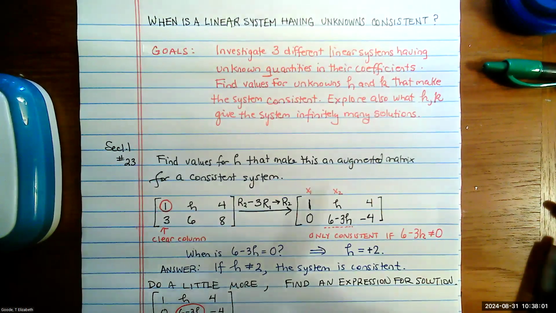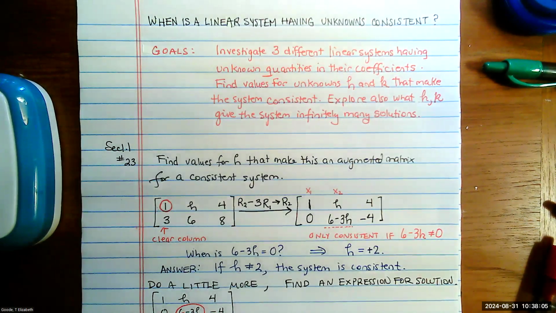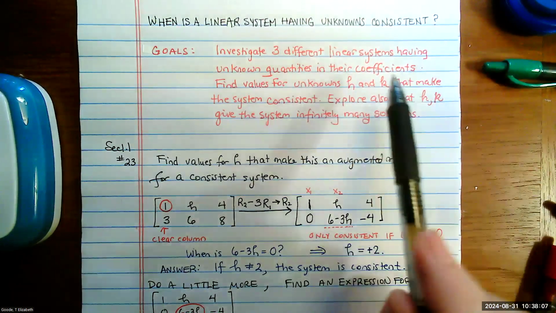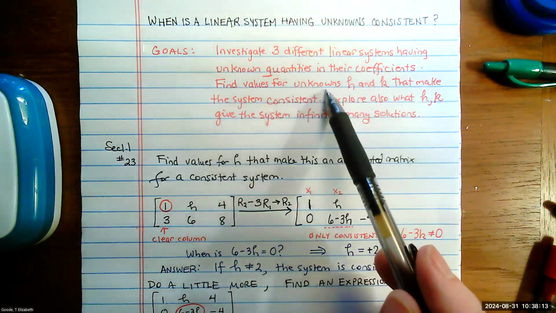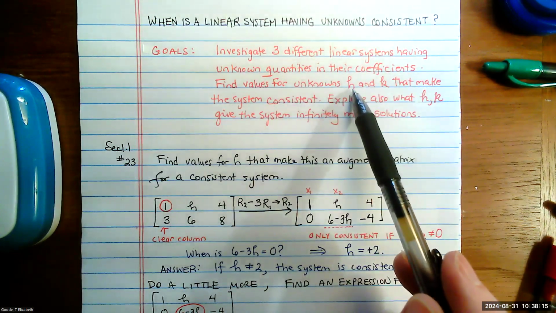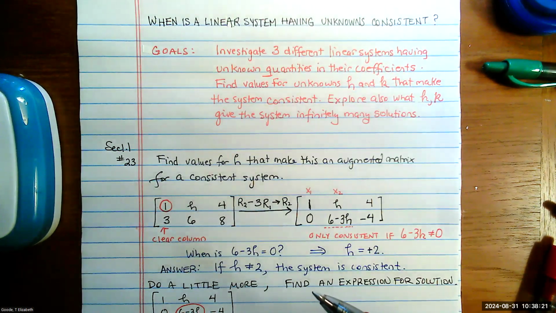So welcome to our short video on when a linear system having unknown quantities is consistent. Our goal today is to investigate 3 different linear systems having unknown quantities in their coefficients. We're going to find values for the unknowns, which are usually represented by h and k, to make the system consistent. And we're going to explore also what h and k give the system infinitely many solutions.